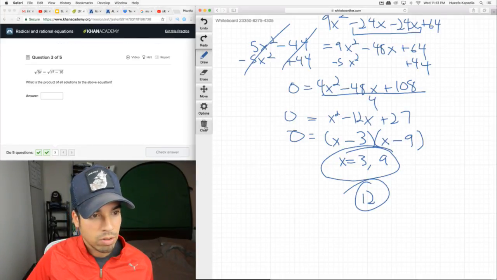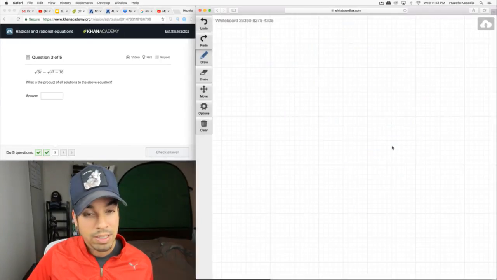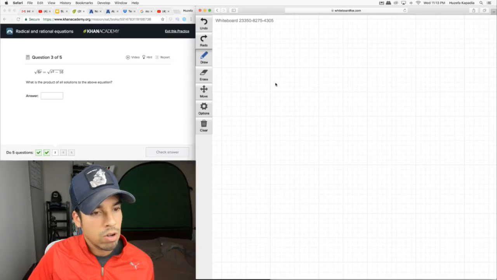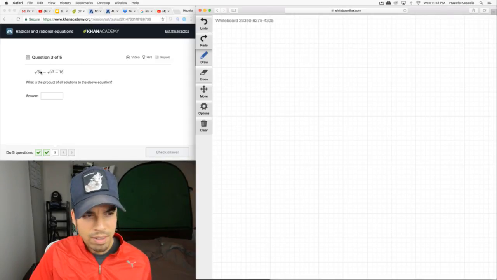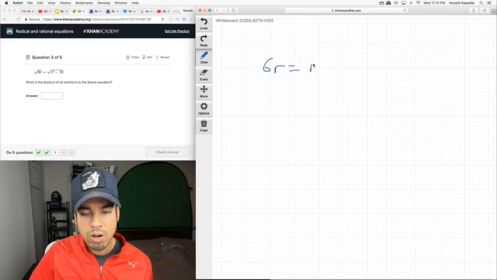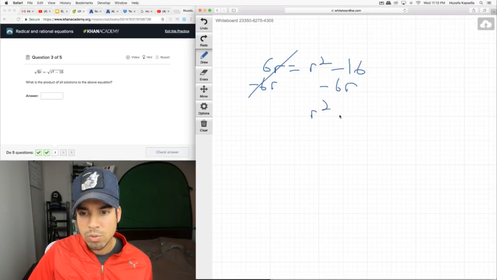All right, let's go to number 3. And this one I'm definitely going to check and make sure I do it exactly right. So look, product of all solutions to the equation above. Get rid of the square roots. Easy. Square both sides. 6r equals r squared minus 16. Subtract 6r from both sides. Then we got r squared minus 6r minus 16 equals 0.